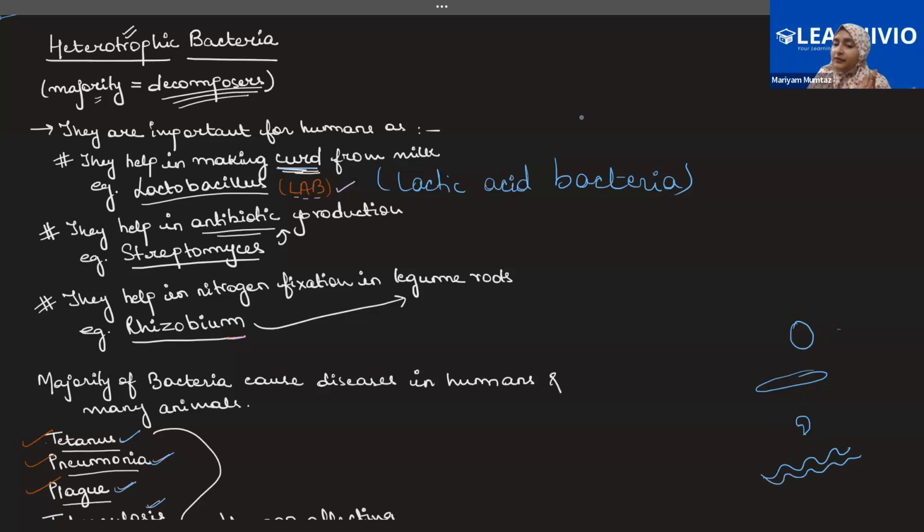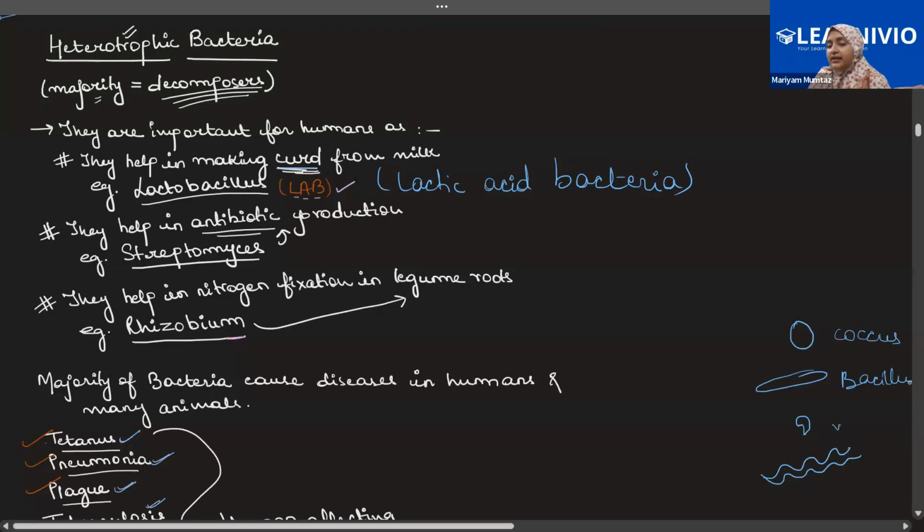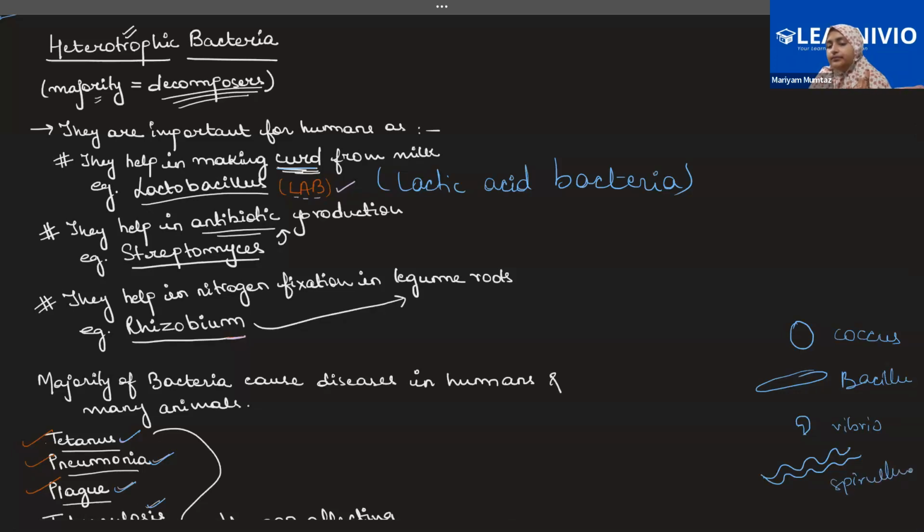So the name of the bacteria, if the shape is circular, is Coccus. If it is rod shape, then that is Bacillus. If it is comma shape, then that is Vibrio. And if it is spiral shape, then that is Spirillum. That's it. Clear? Yes, ma'am.